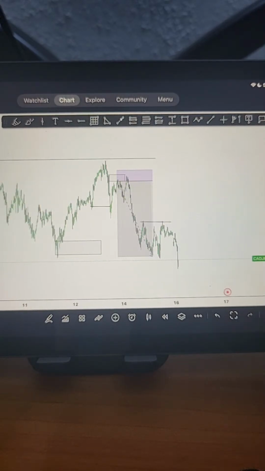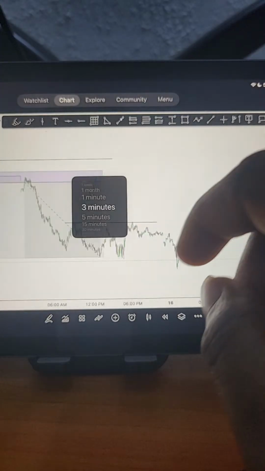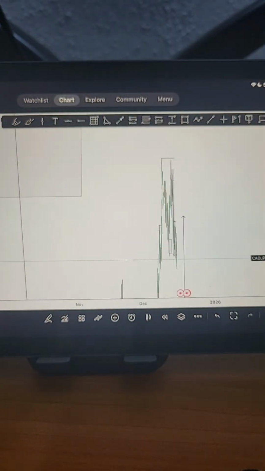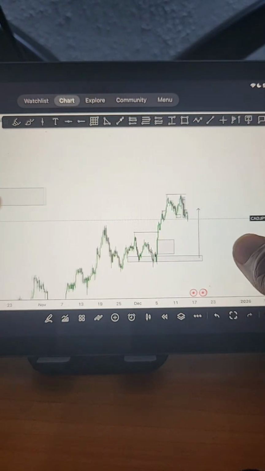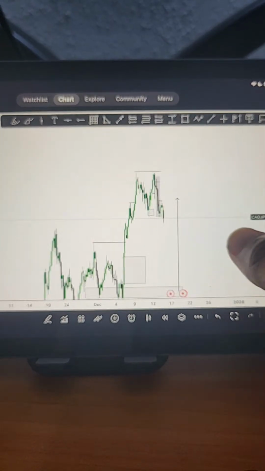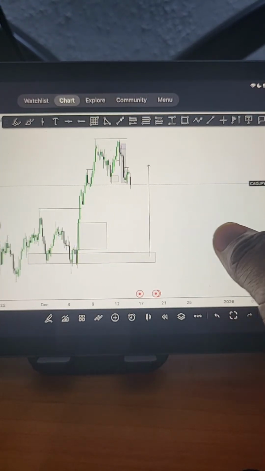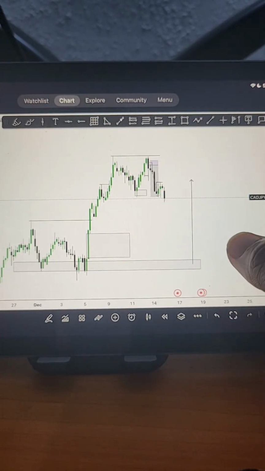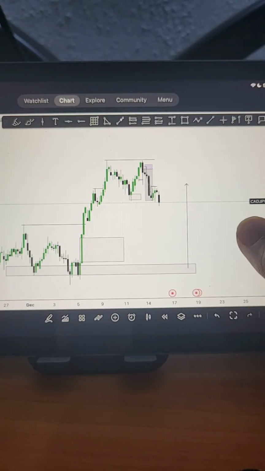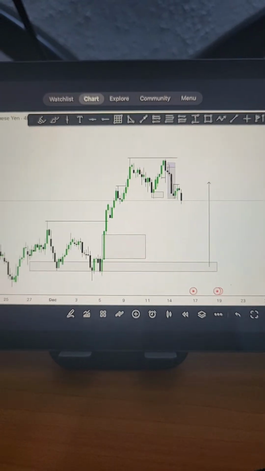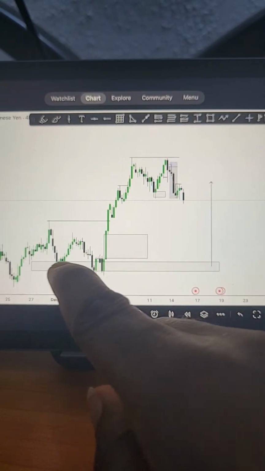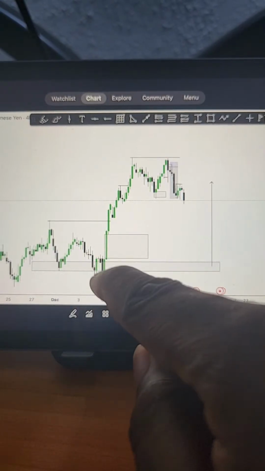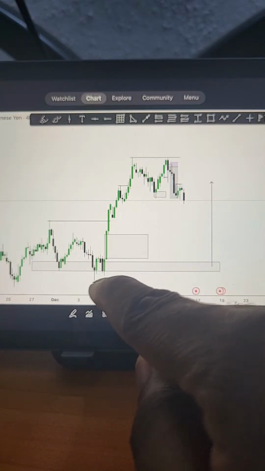Let me go to a higher time frame so we can all see the direction of the market. So let me go to like 4 hour. So on the 4 hour, this is CAD JPY. So this is the pair. I already marked my zone out. I marked down this zone. This is my supposed order block.